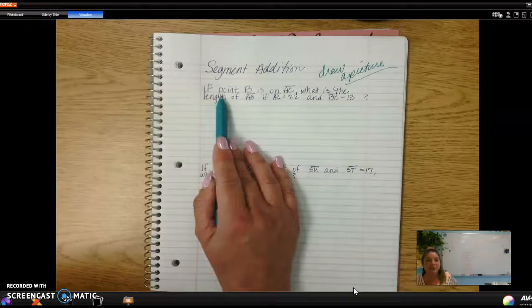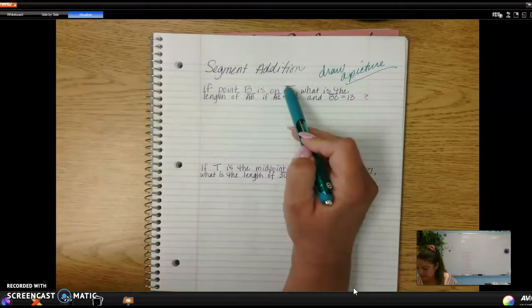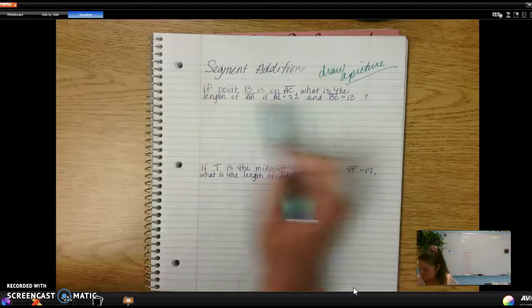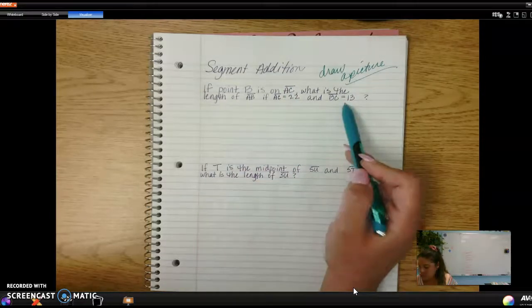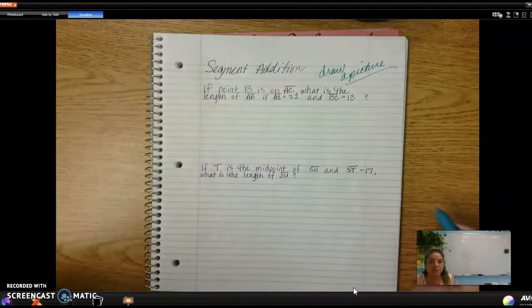First one says, if point B is on segment AC, right? This is AC with a little line. That means it's a segment. What is the length of AB if AC is 22 and BC is 13? Huh? Okay, let's draw a picture, right?